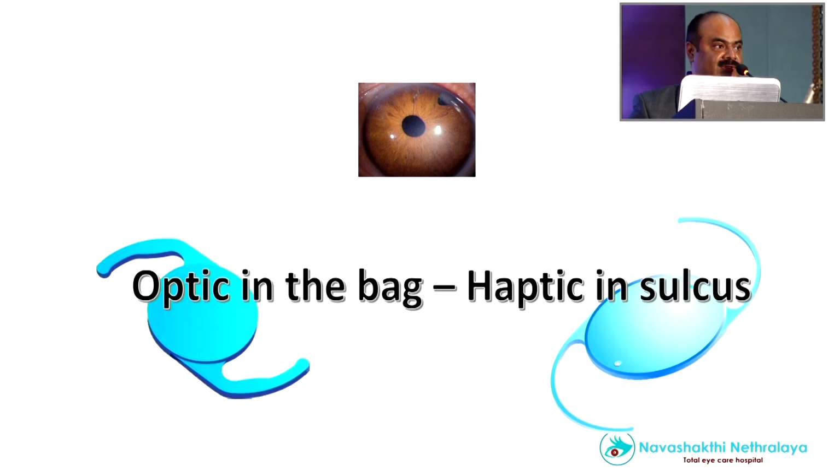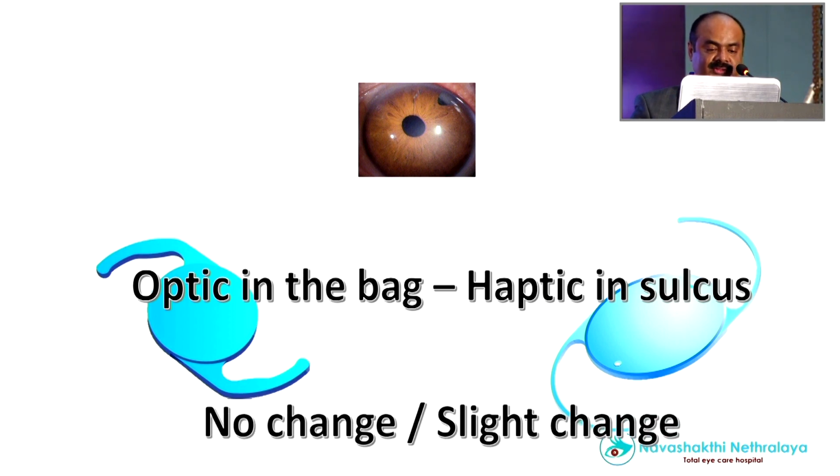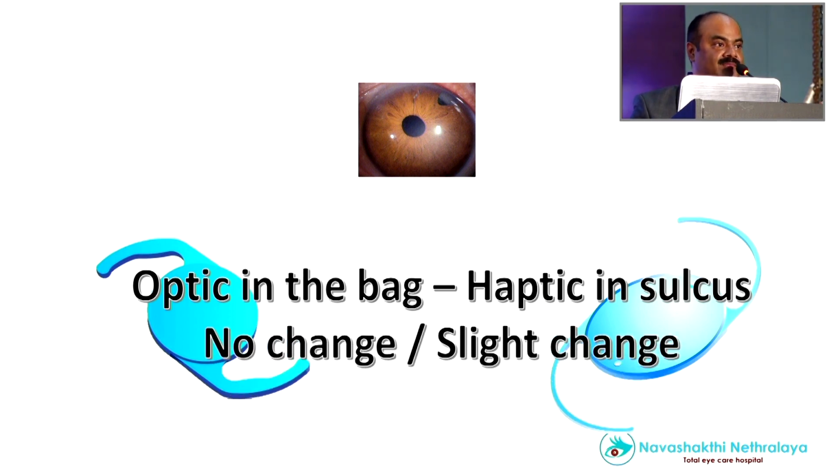But sometimes we might have to place the lens in the bag. The other lens, the Rayner Centroflex design lens, that cannot be done. But in these cases, an optic capture can be done. It can be done even with a single piece IOL or with a multi-piece IOL. Placing the optic in the bag, haptic in the sulcus. You just place the lens in the sulcus and push the optic down. Again, because the optic is going inside the bag, either it is a no change or a slight change.